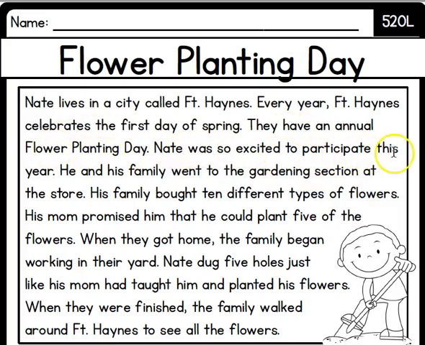Nate was so excited to participate this year, he and his family went to the gardening section at the store. His family bought 10 different types of flowers. His mom promised him that he could plant 5 of the flowers when they got home. The family began working in their yard. Nate dug 5 holes just like his mom had taught him and planted his flowers. When they were finished, the family walked around Fort Haines to see all the flowers.